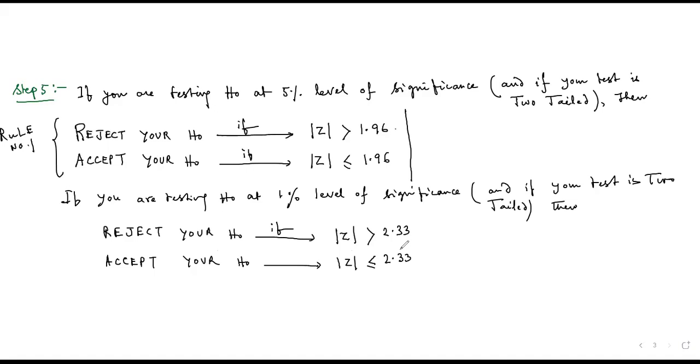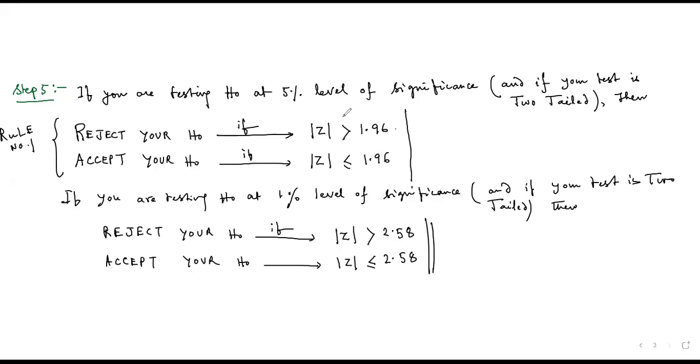So these are the two values at which you are going to test your null hypothesis. Whether you accept or reject your hypothesis depends upon the level of significance you are choosing and the type of test you are applying. Whether it is a two-tailed test or a one-tailed test plays a significant role also. Here is a little correction: this value is not 2.33, it should be 2.58.